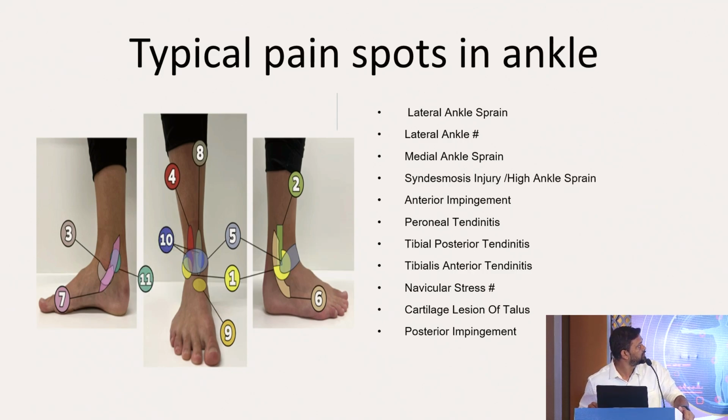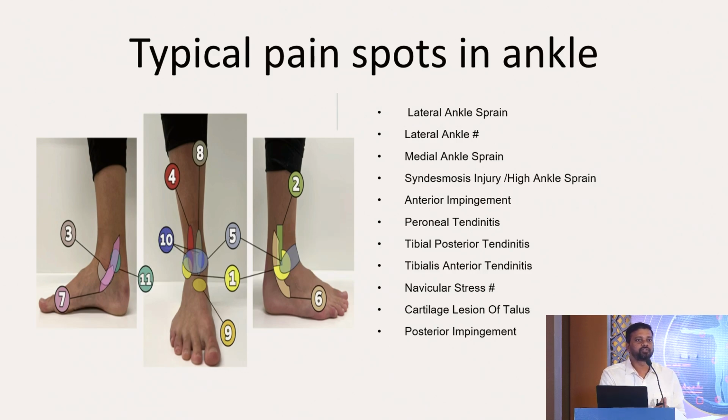In part 1, okay, this is the anterolateral aspect of the ankle. The possibilities are lateral ankle sprain, again the history is very important. Then second is lateral ankle fracture, possibly if it is higher and longitudinal in orientation. Then medial aspect, we can see the medial ankle sprain, and above the ankle joint we can get the syndesmotic injury, or we call it the high ankle sprain.